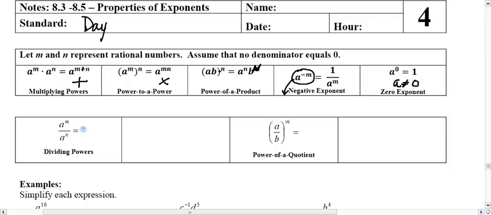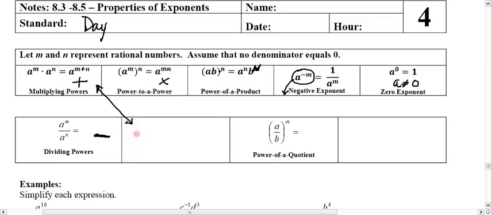All right, so the two new properties then are the dividing powers and the power of a quotient. Dividing powers was really closely related to, actually inverse to, the multiplying exponents property. Where we have multiplication between like bases, we added our exponents. If we're going to divide them, I'm guessing you can go ahead and figure this out. It's going to be subtraction. So we're going to subtract those. But the way that we do it actually matters. Just like subtraction, order matters.